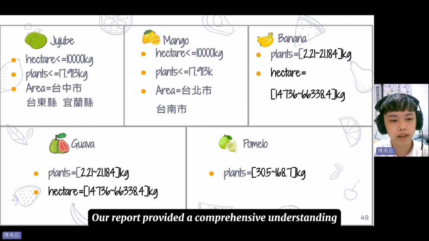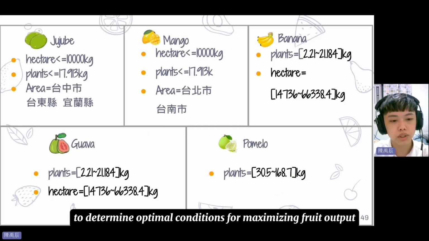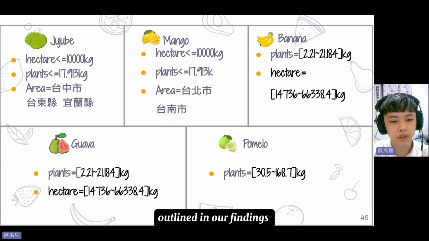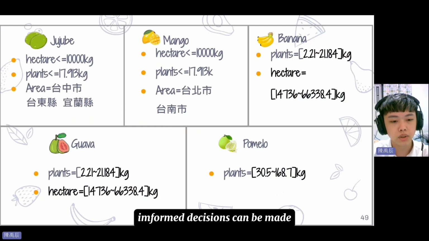Our report provided a comprehensive understanding of suitable environments for growing different fruits. Farmers can refer to it to determine optimal conditions for maximizing fruit output. By considering the specific environmental requirements outlined in our findings, informed decisions can be made to achieve higher yields and productivity.